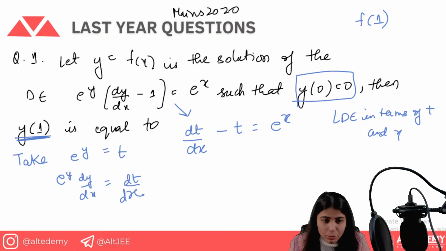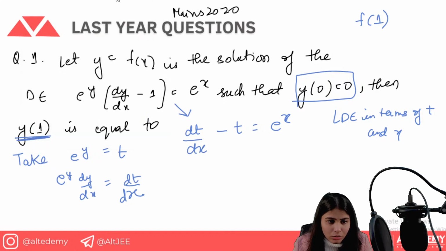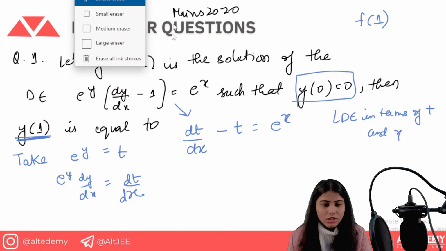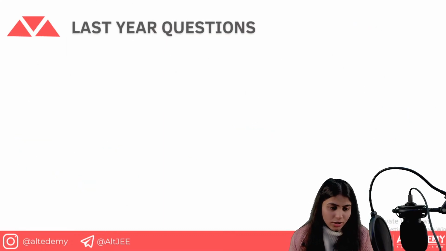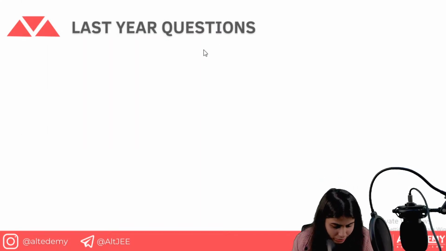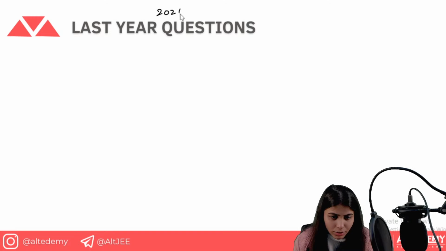Now let's do one more question. I assume you have been able to understand this question, so now I'll do one more. The second question is also a differential equation. I already told you most of the questions are going to come in the form of linear differential equations. This is a question from the 2020 Mains, shift 2.